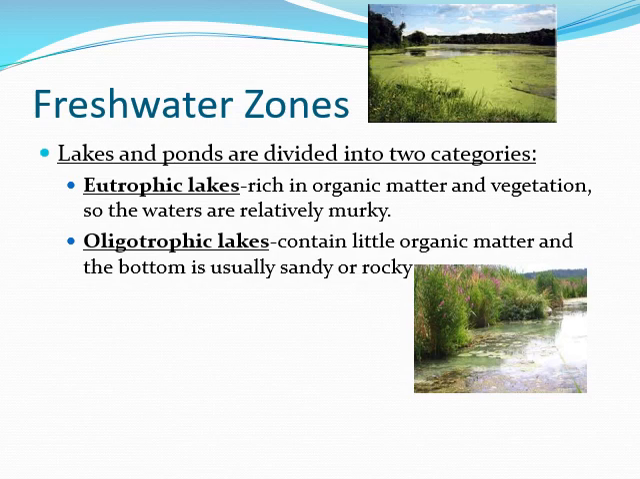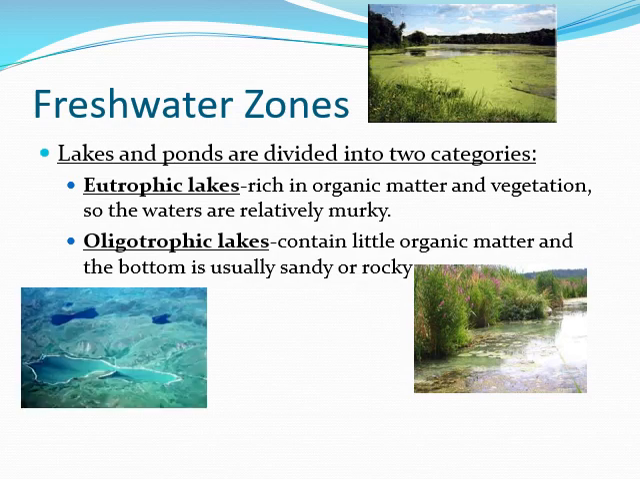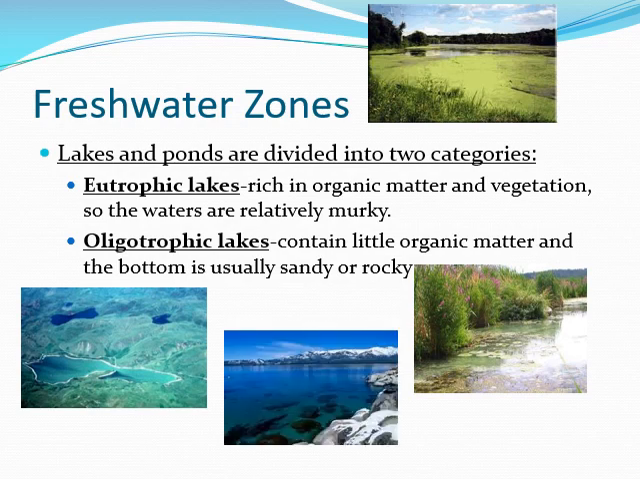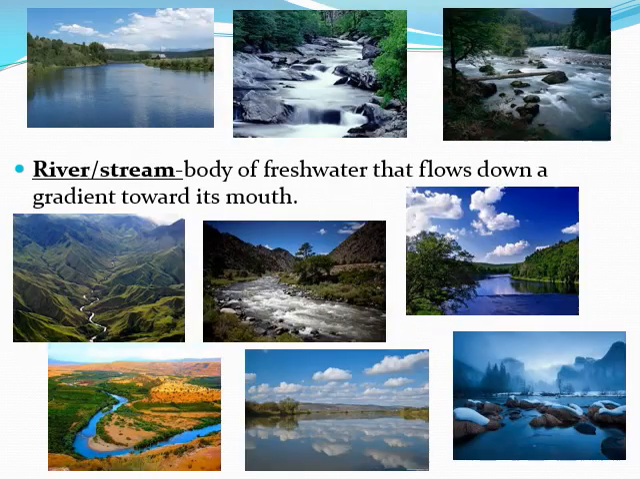Another type of lake is an oligotrophic lake, and we can see it down towards the bottom left picture here. Those two pictures to the left. These lakes contain little organic matter, and the bottom of the lake is usually sandy or rocky, so they're usually going to be more clear. We don't have a lot of these in our area. Our area has more eutrophic types of ponds and lakes.